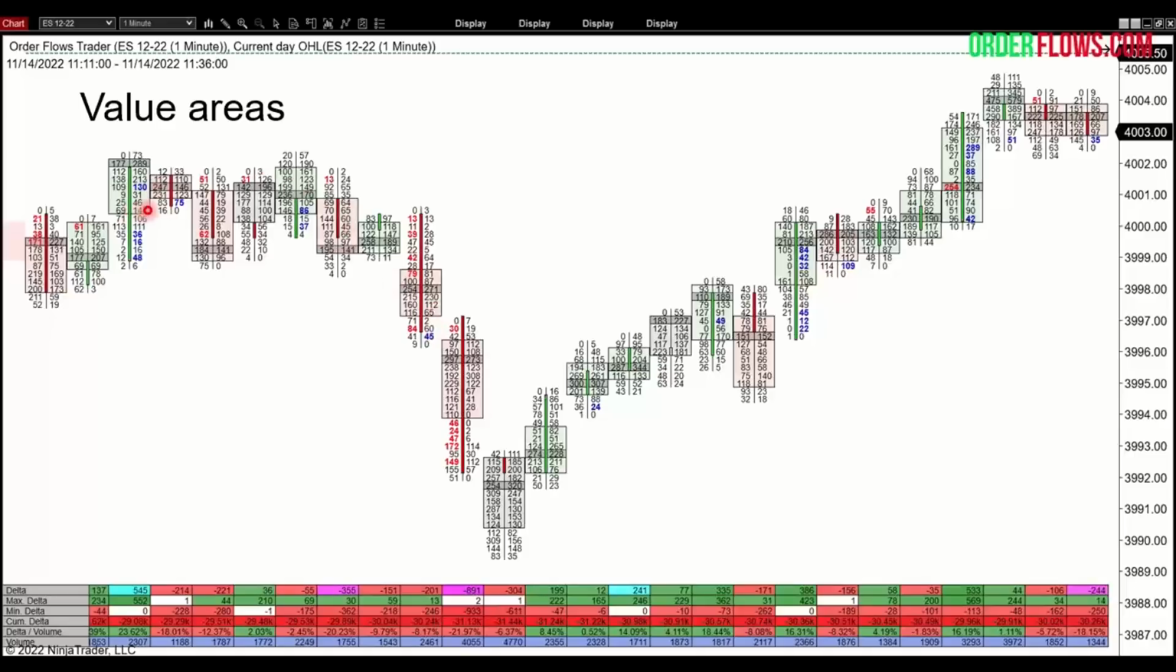You can see up here, right? We got value that's overlapping. We form this balance area. Now we're starting to break away. You see a gap in value here. We see another gap. Market comes down, makes that swing low.